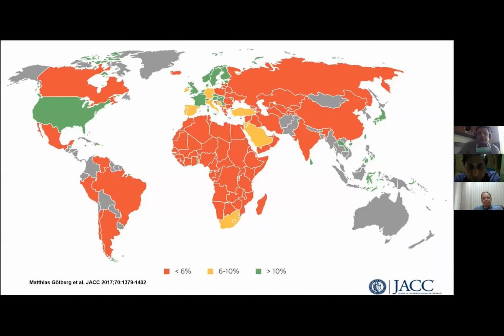Now, despite all this, this graph is actually demoralizing. The adoption of fractional flow reserve technology all over the world remains low. This is from JACC 2017, the post-marketing surveillance, probably from one of the major companies, which shows that in most parts of our planet, the adoption of fractional flow reserve technology is less than 6%. And you know the answer.